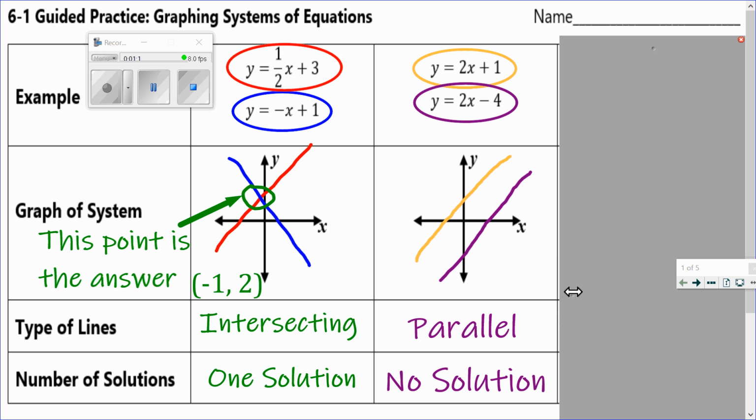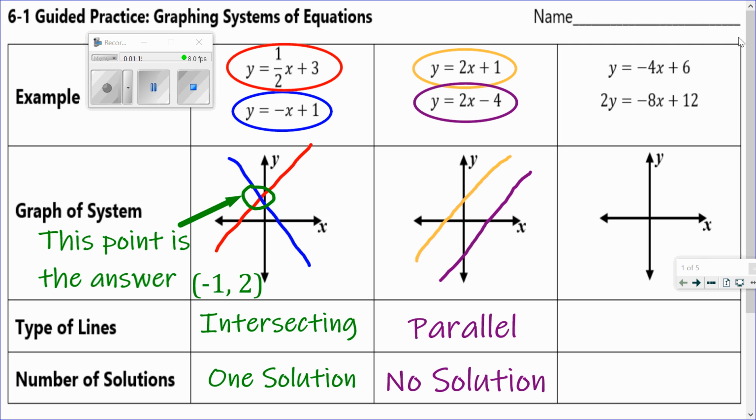Okay, so then moving on to the third example. Once again, we're going to graph the lines and then see what the solution is. So y equals -4x plus 6. We start here. And then since it's a positive 6, we start at 6. And then the slope is -4 or -4 over 1. So we could go down 4 and to the right 1 so that we get a line that looks something like this.